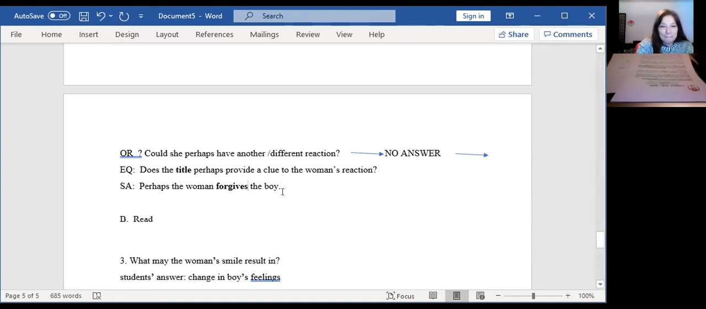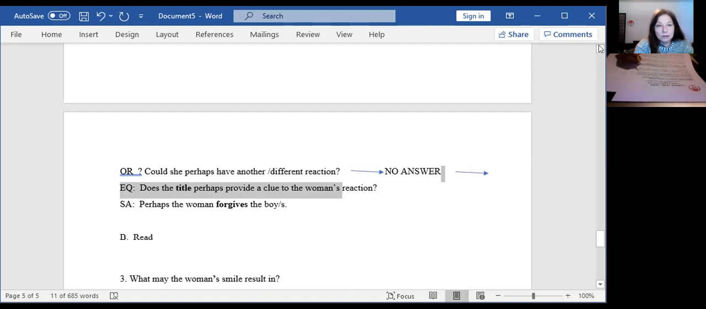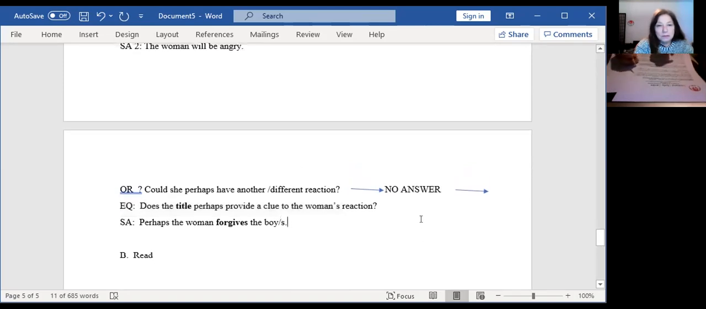Okay? The boy or the boys. You don't know. Before you've read it, you don't know if one boy does it or other boys. If she forgives one, or if she forgives them all. I don't understand why we use present tense forgives. Right. Because it's a story.